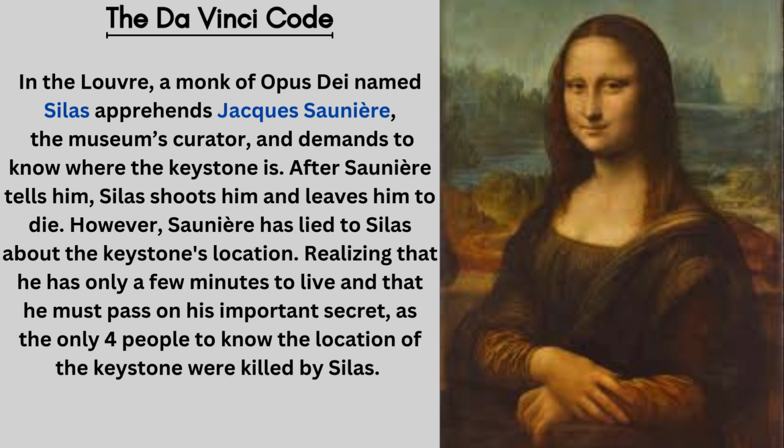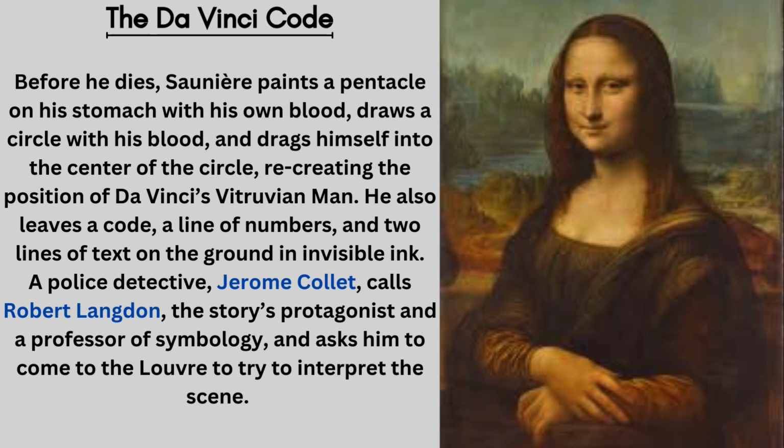Realizing that he has only a few minutes to live and that he must pass on his important secret, as the only 4 people to know the location of the keystone were killed by Silas, Saunière paints a pentacle on his stomach with his own blood, draws a circle with his blood, and drags himself into the center of the circle, recreating the position of Da Vinci's Vitruvian Man. He also leaves a code, a line of numbers, and 2 lines of text on the ground in invisible ink.